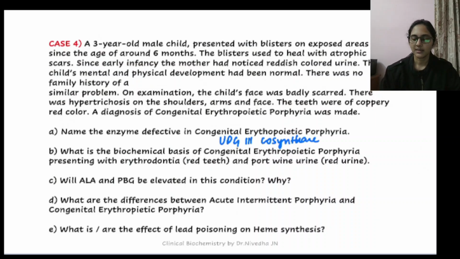Now, what's the biochemical basis of congenital erythropoietic porphyria presenting with erythrodontia? What is erythrodontia here? It is the red color of the teeth that is seen. So whenever the teeth are exposed to UV light, red fluorescence is observed. And also you observe port wine urine. So urine on standing gets auto-oxidized, or photo-oxidized, and it produces a different color. Yes. So this is the basis.